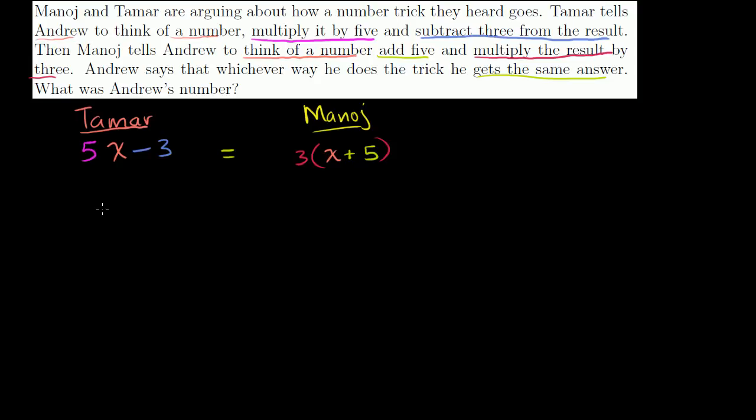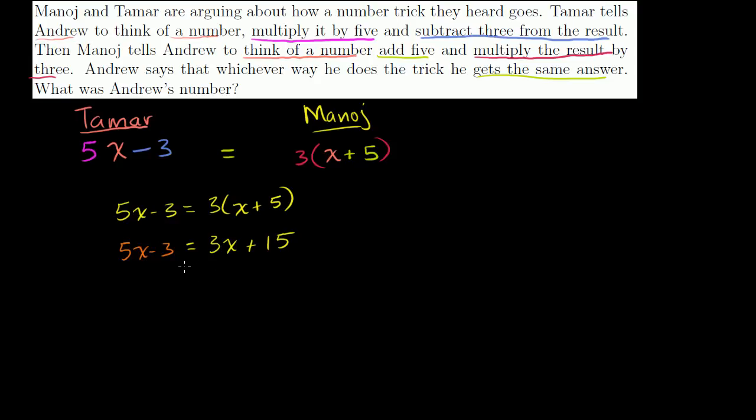We get 5x minus 3 is equal to 3 times x plus 5. A good place for me, I like to distribute out this 3. So that is equal to 3x plus 15. Always have to remember to multiply the 3 times all of the terms in parentheses. This is a 15. And of course, 5x minus 3 is equal to that.